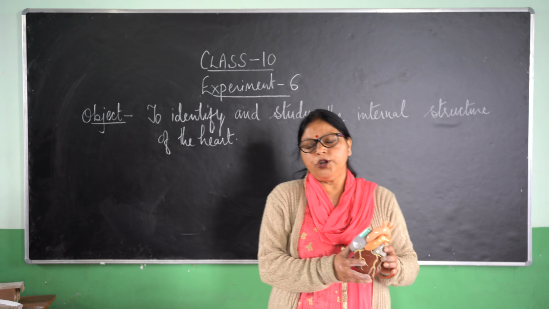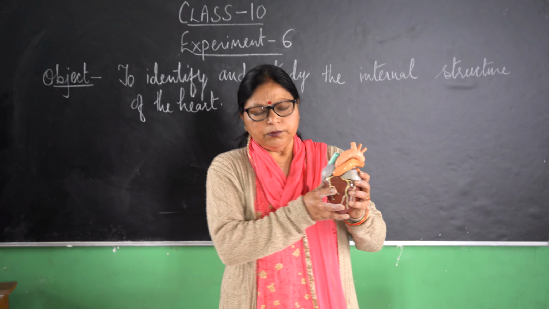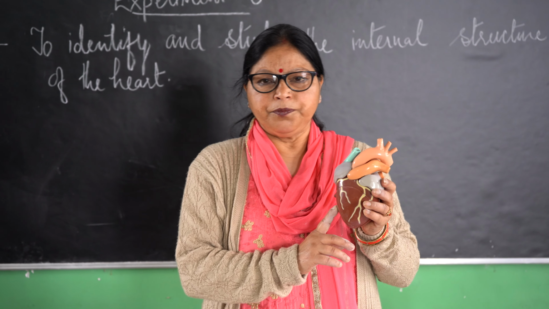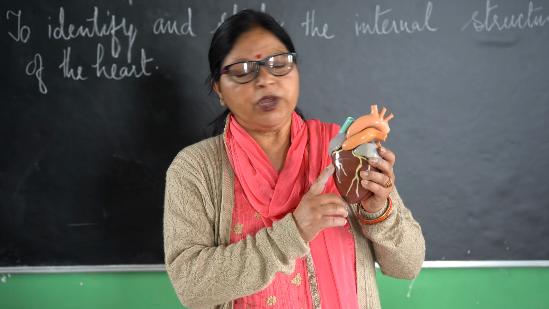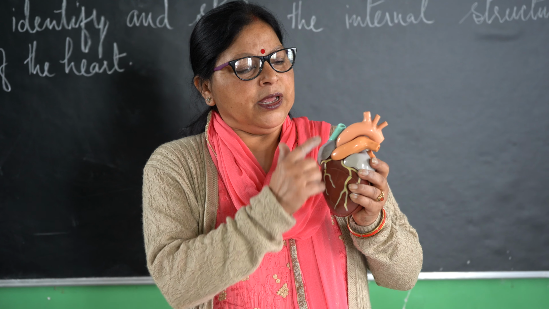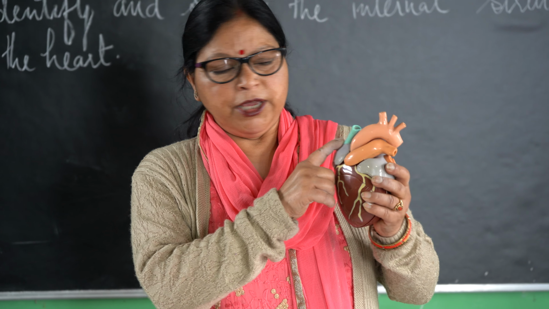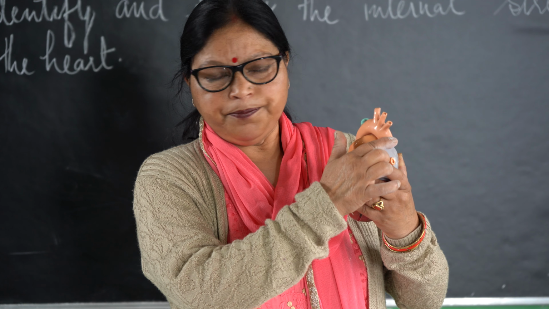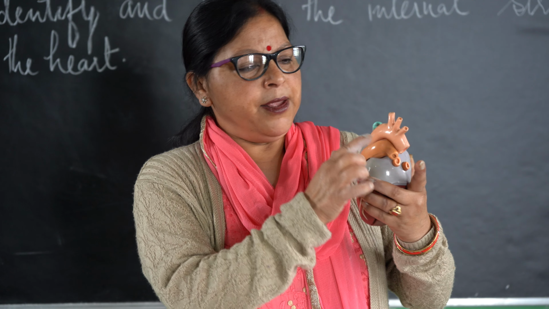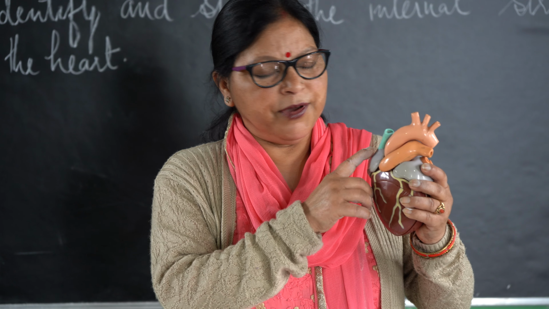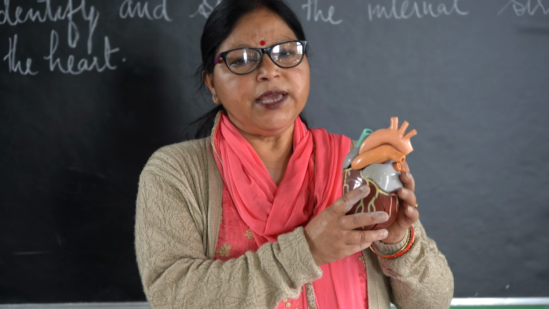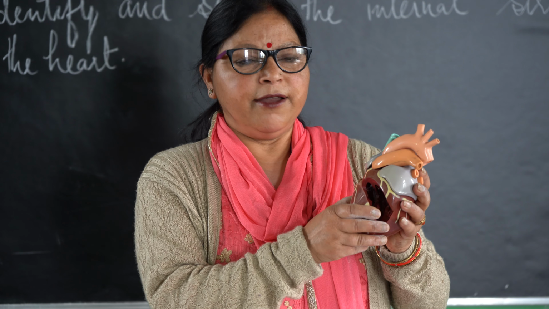Now this is a model of the human heart. You all know that the human heart is a pumping organ. Externally, you can see there is the pulmonary vein, there is the aorta, and the inferior and superior vena cava, which enter into the chambers of the human heart. When we see internally, there are 4 chambers in the human heart.